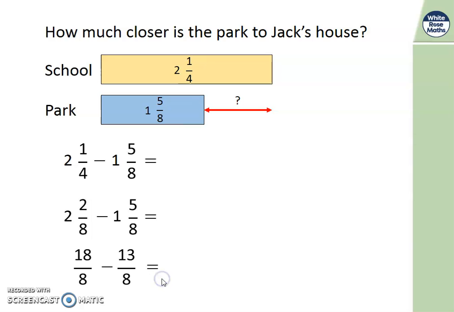Let's have a look at that. Converting it into improper fractions. 2 times 8 is 16. Add 2 more is 18. 18 eighths. And 1 times 8 is 8. Add 5 is 13. 13 eighths. Now you can see we've got the same denominator. It's a simple subtraction across the top. 18 subtract 13 is 5 eighths. So the answer is 5 eighths of a kilometre.